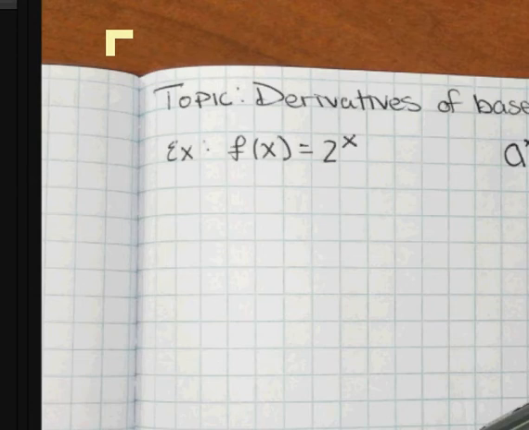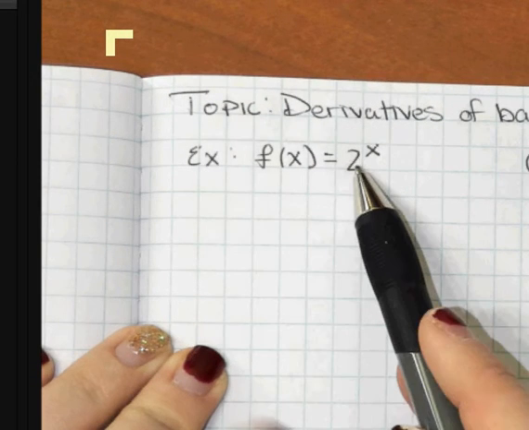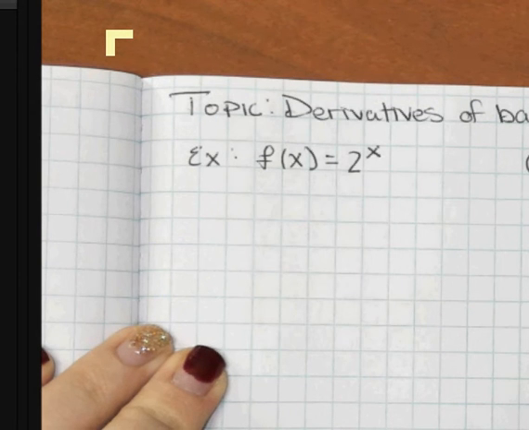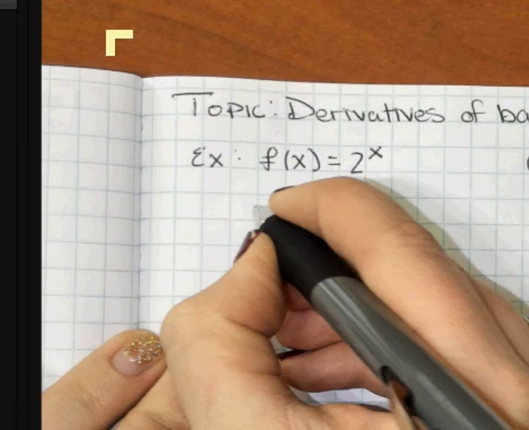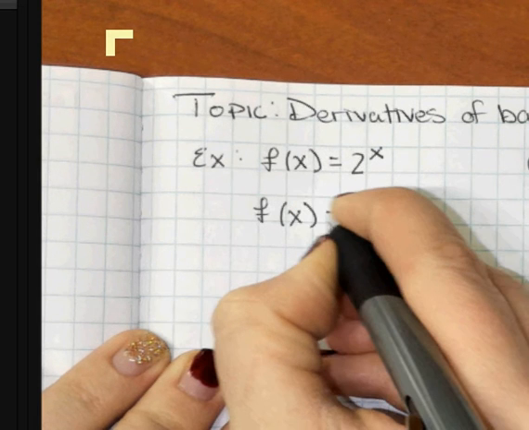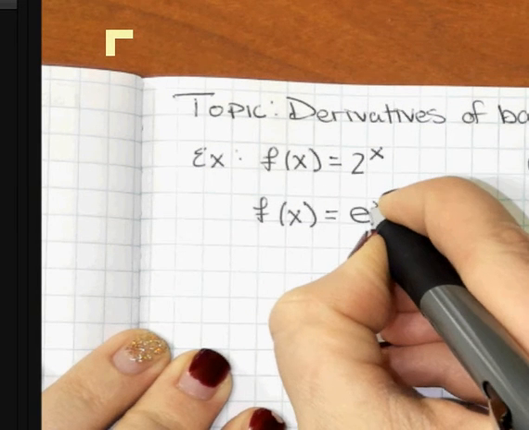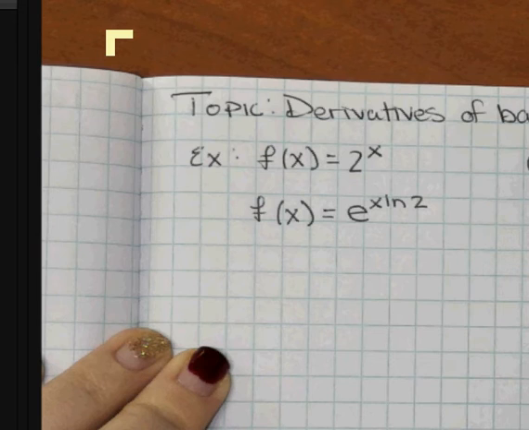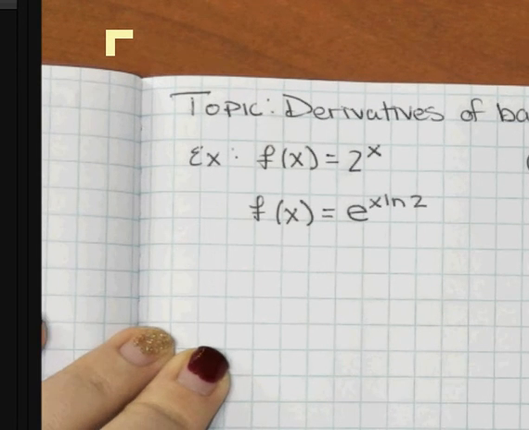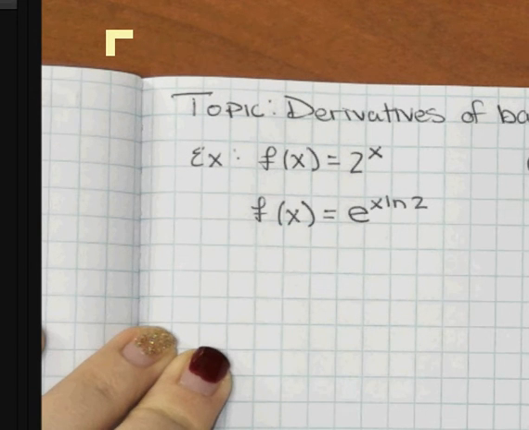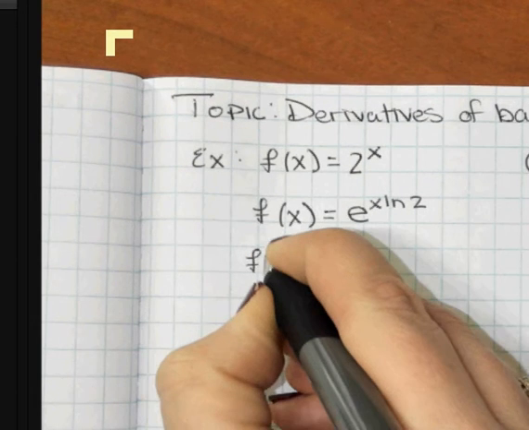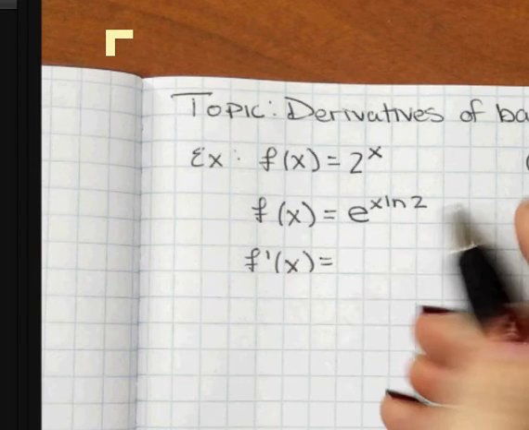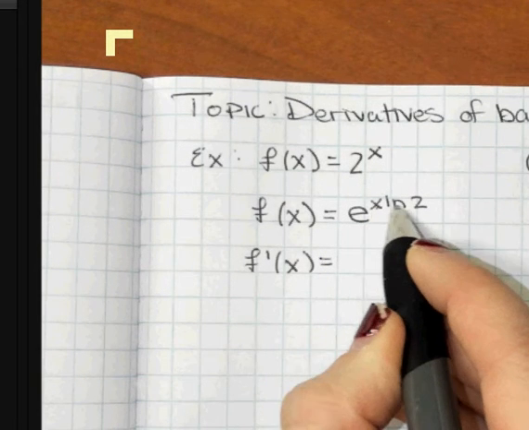Okay, so what I need you to understand, 2 to the x is a to the x, it has the same form, right? But we're going to use this to help us understand why the derivative turns out to be how it is. Okay, so we're going to rewrite f of x as e to the x natural log of 2. Are you guys with me so far? Okay. Now, we're going to go ahead and take a derivative using our base derivative rules from e, right? So, f prime of x is equal to, well, what's the derivative of x natural log of 2?